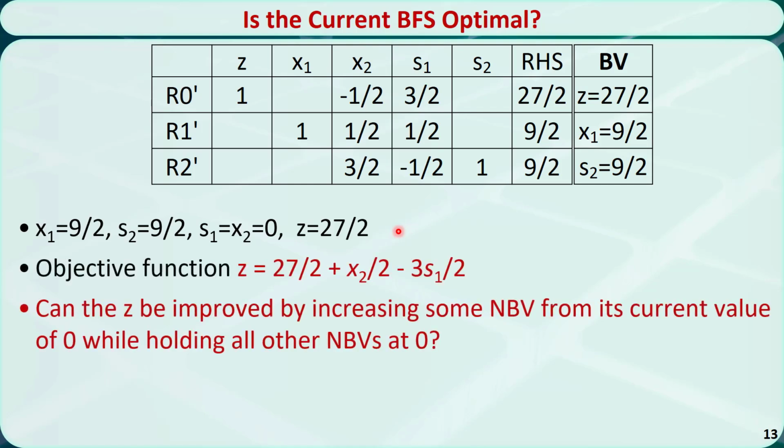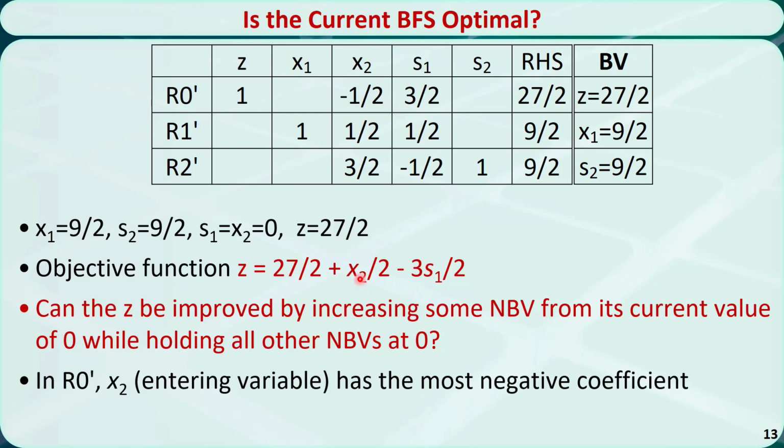Here is the question again. Can the objective function z, which is equal to 27 over 2 plus x2 over 2 minus 3s1 over 2, be improved by increasing some non-basic variables from its current value of 0 while holding all other non-basic variables at 0? Yes, if we increase x2, the z value will increase, so the current basic feasible solution is not optimal yet.